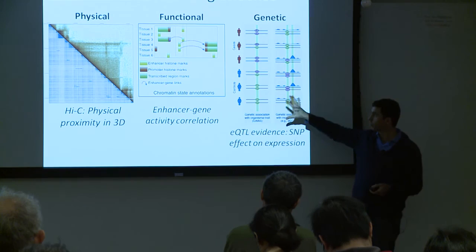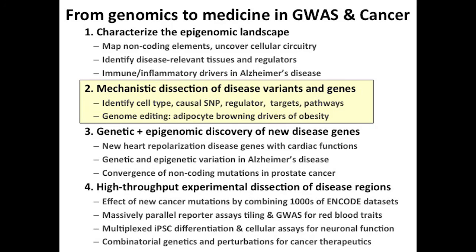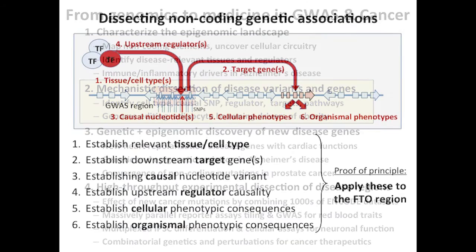So we're going to combine all three to start predicting the target genes through which these associations are happening. So that's what we've done so far. We've characterized the epigenomic landscape. We've linked together these regions into circuits, and we're able to start identifying disease-relevant tissues and regulators, predict the upstream regulators, predict the target genes, predict the cell types in which they're acting. Let's put all of that together to start understanding GWAS, okay? So I'm going to tell you how we can go through these six steps in one of the most important regions of the human genome, okay?